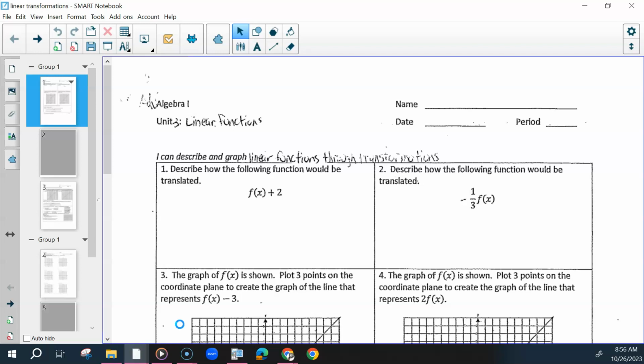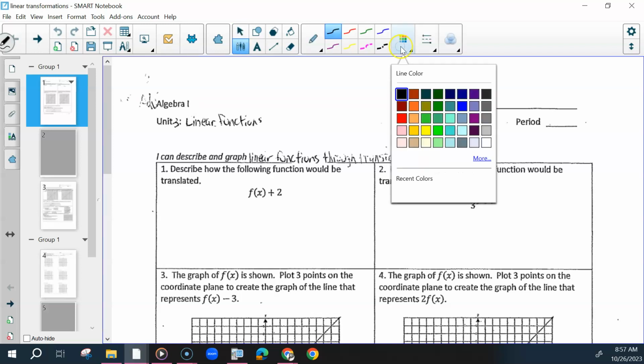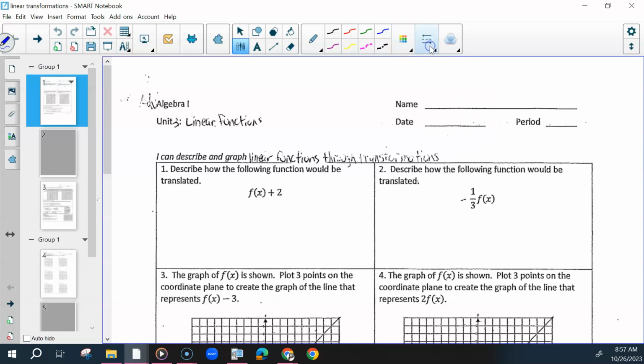There are 3 transformation words we need to be using and know. One is shifted, up or down, steepness, and we'll talk about that, and then reflective, or reflection. So 2 of those are for your slope, 1 of those is for your y-intercept. So we'll talk about the y-intercept one first, because there's only 1 of them. So for your y-intercept, your graph can be shifted up or down.